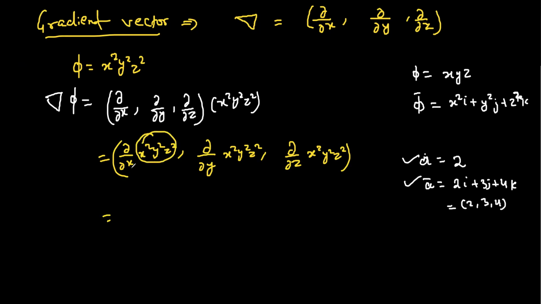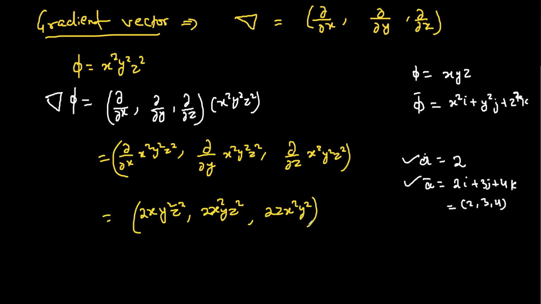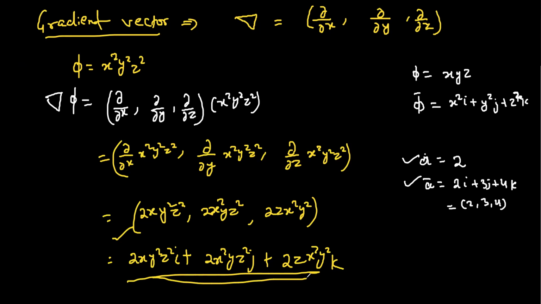You can differentiate with respect to x. So when you differentiate the equation first with respect to x, you will get 2xy square z square. You will get here x square 2y z square, right? 2z x square y z, right? Now this you can also write as 2xy square z square i, 2x square z square j, because this is the second component and the third component is k.